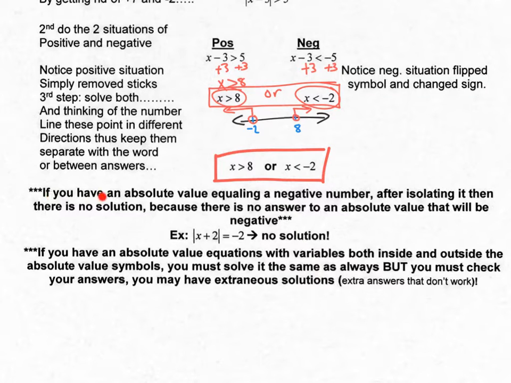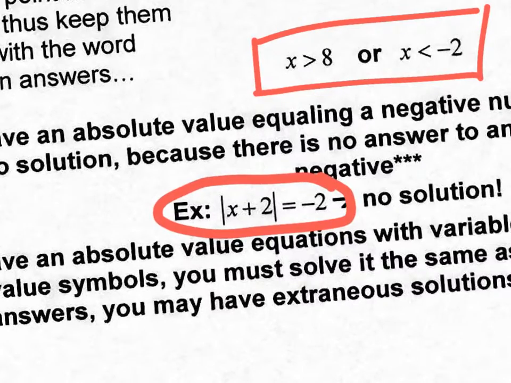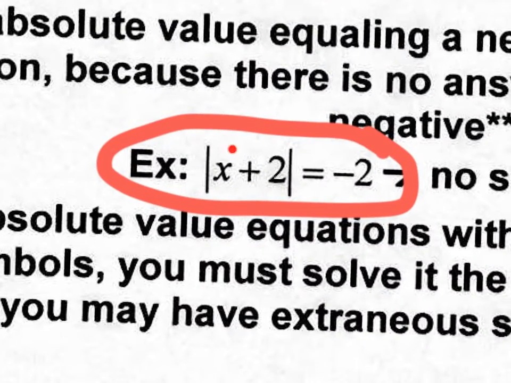Going back to our notes, if we look at the bottom part of our notes, it says down here, if you have an absolute value equaling a negative number, after isolating it, then there's no solution because there's no negative answer to an absolute value. I know we're dealing with inequalities. Do we all understand this example right here? The absolute value of something is always going to be positive. So if you have a negative, then you would say no solution.